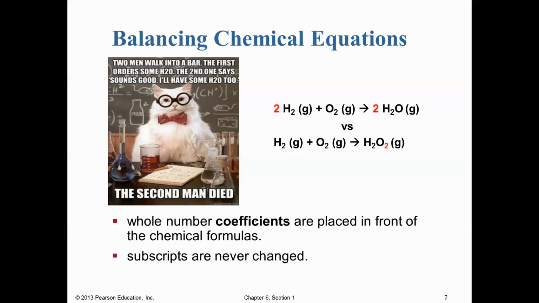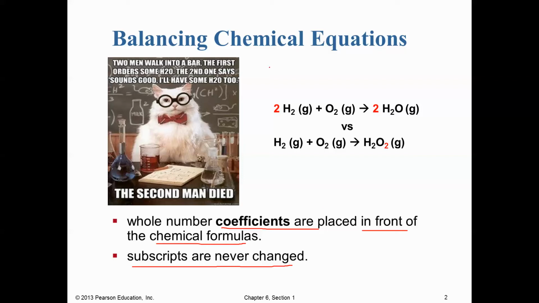One of the important things to remember when balancing chemical equations is you can only change the coefficients, and the coefficients are the numbers in front of the chemical formulas, and you should never ever change the subscripts. Now, why is this the case?